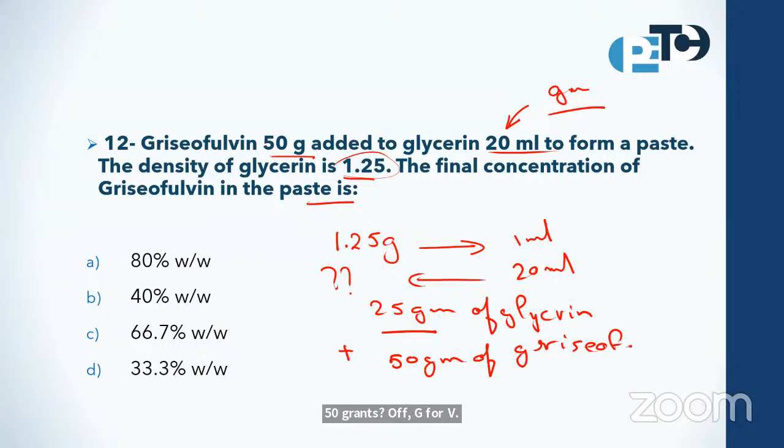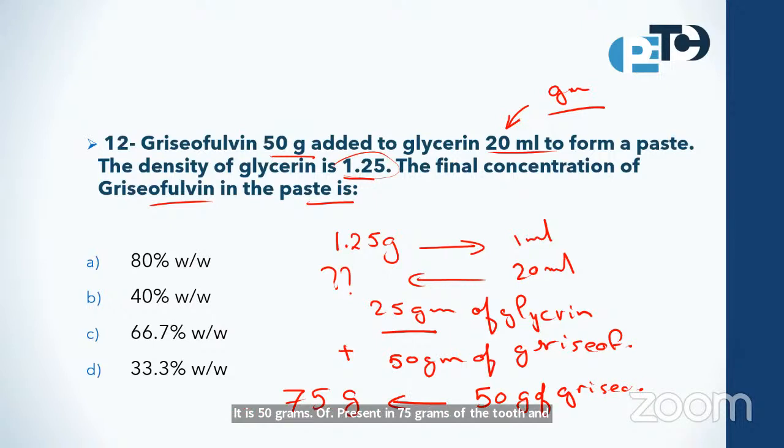Right? What is the total weight of this paste now? It is 75 grams. This is the total weight of the paste, which contains griseofulvine plus glycerin. So what is the concentration of the griseofulvine in this paste? It is 50 grams of griseofulvine present in 75 grams of the total paste.